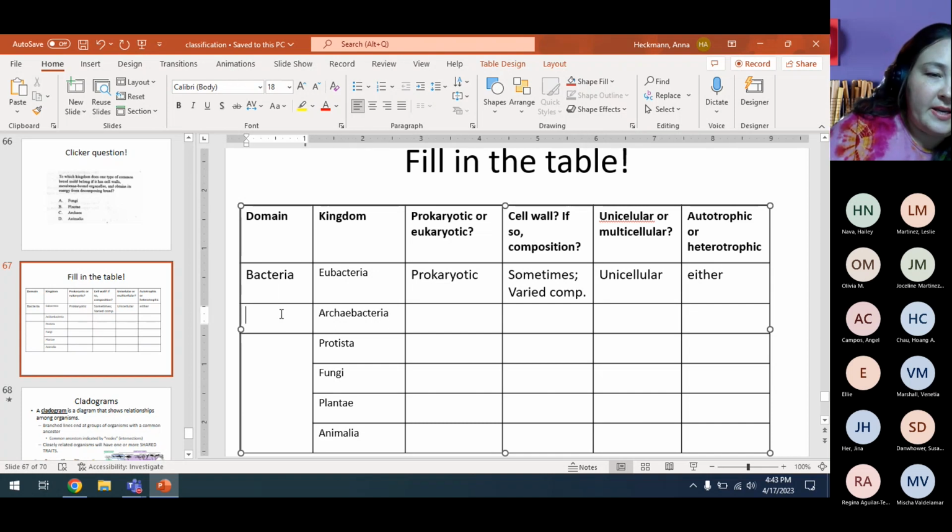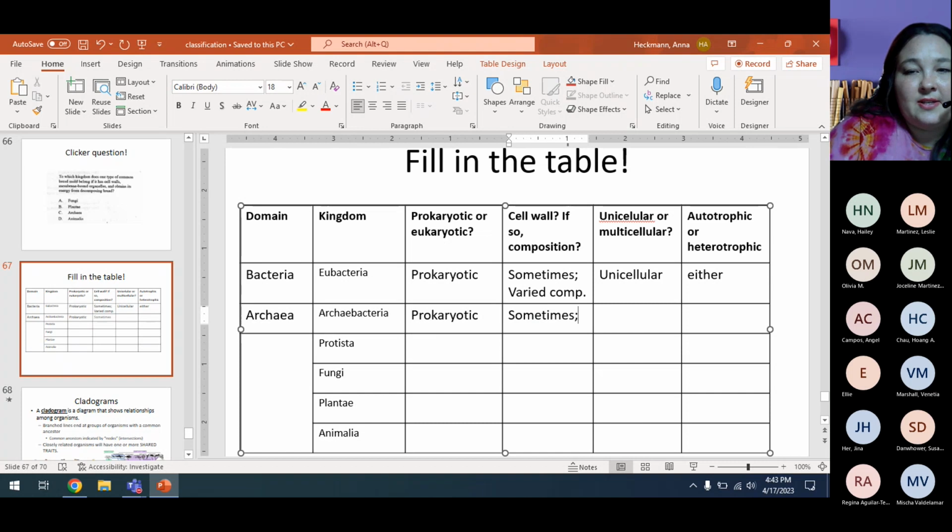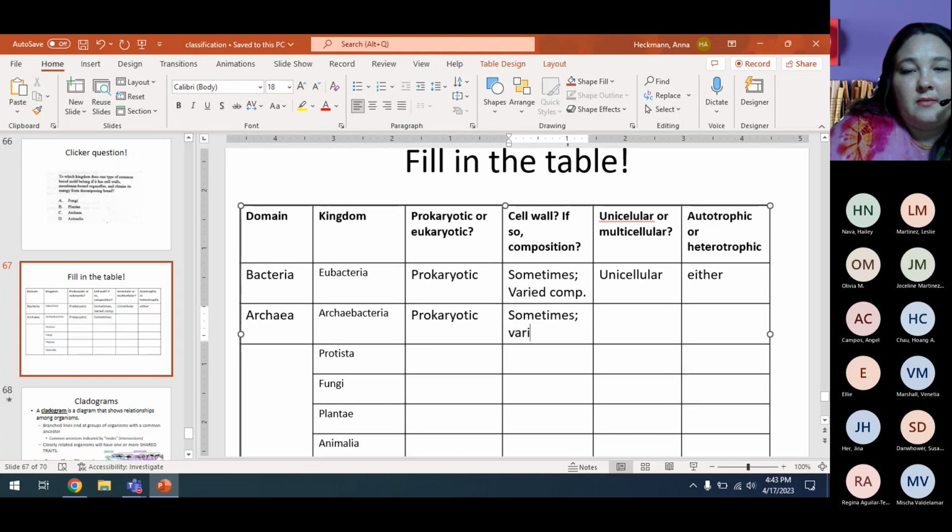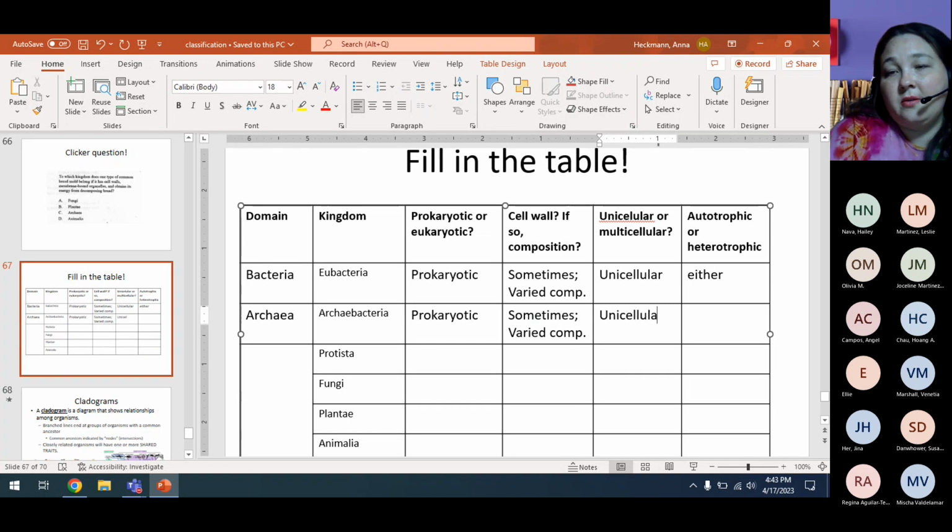The next domain is domain archaea. I don't know why I keep trying to type eukarya. The kingdom that I want you to know about in there is archaebacteria. Archaebacteria are prokaryotic. They sometimes have a cell wall, can be made of various things. They are always unicellular, and they could be either autotrophic or heterotrophic.